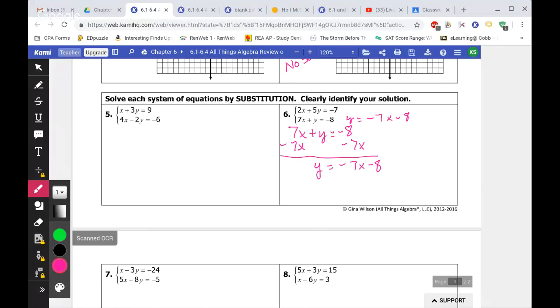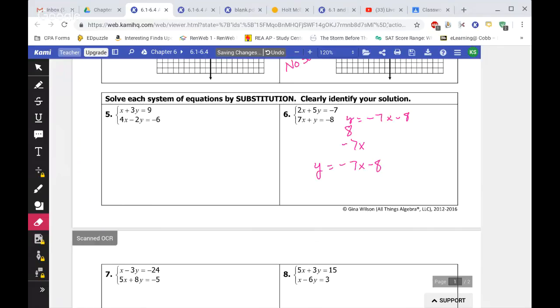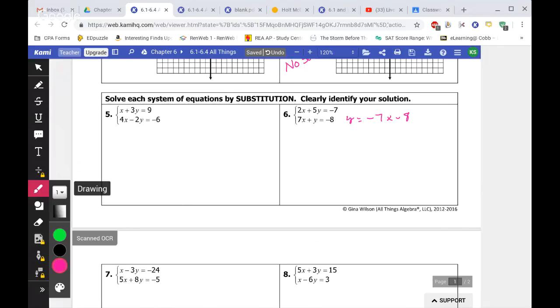So now I have an expression of what y equals. So I will substitute that expression, negative 7x minus 8, that binomial term, in for the y in the previous equation. The key to remember with substitution is you do have to plug the expression, when you isolate the one variable by itself, into the other equation. So this would have to go into this one.